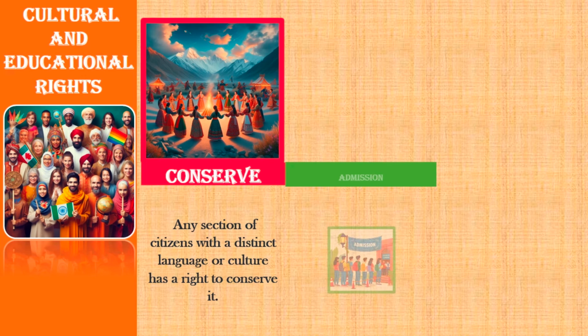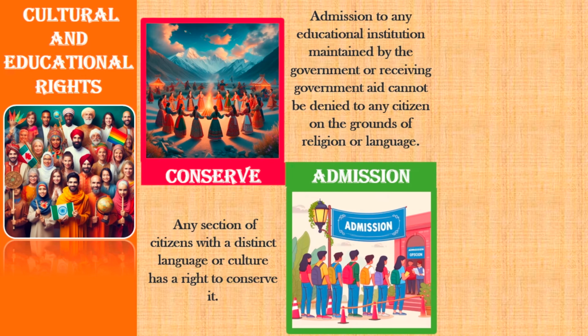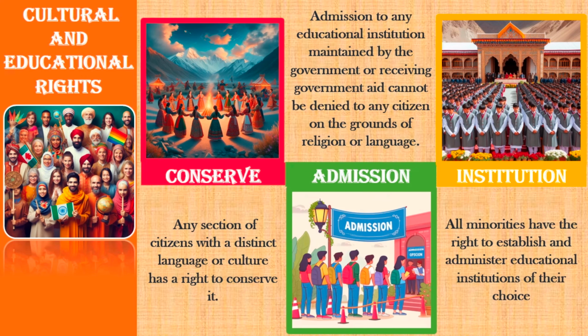Right to educational institutions. Admission to any educational institution maintained by the government or receiving government aid cannot be denied to any citizen on the grounds of religion or language. Right to establish and administer educational institutions. All minorities have the right to establish and administer educational institutions of their choice. These rights ensure that minority groups are not discriminated against and can maintain their cultural heritage.